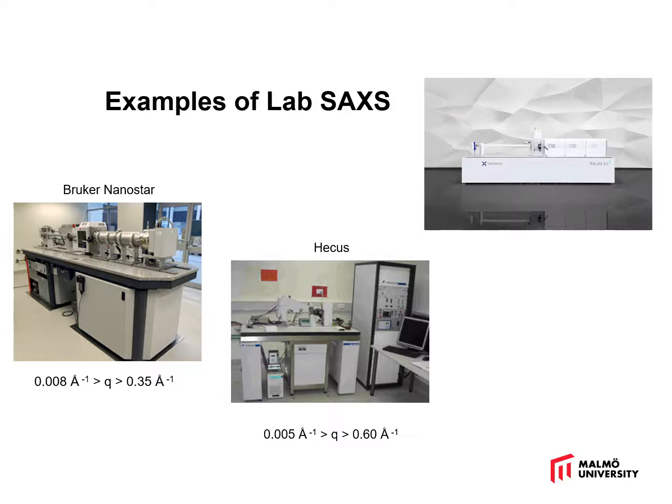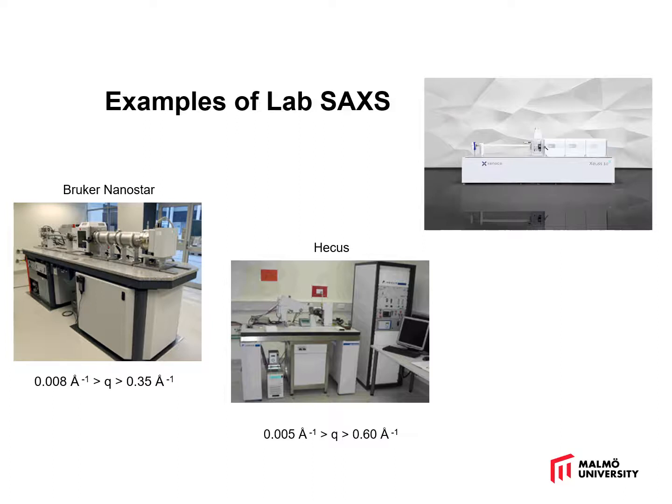The Hecus is a little bit different. It's a much shorter, more compact instrument. It has focusing optics. The sample to detector distance is not that great. And also it has a WAXS detector on top as well. This instrument has a really nice feature that it can do DSC runs as well as SAXS at the same time.